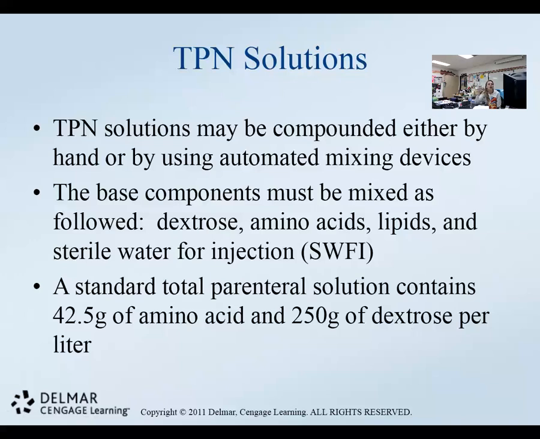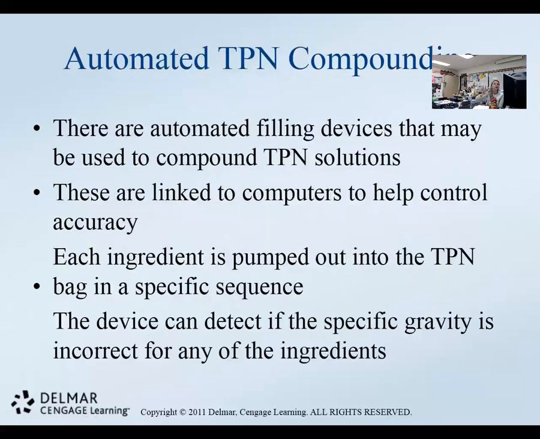injection. A standard total parenteral solution contains 42.5 grams of amino acid and 250 grams of dextrose per liter, and they'll get it in big bags. But everybody's is going to change depending on their diet, depending on what issues they have. What they put into a TPN solution may change.